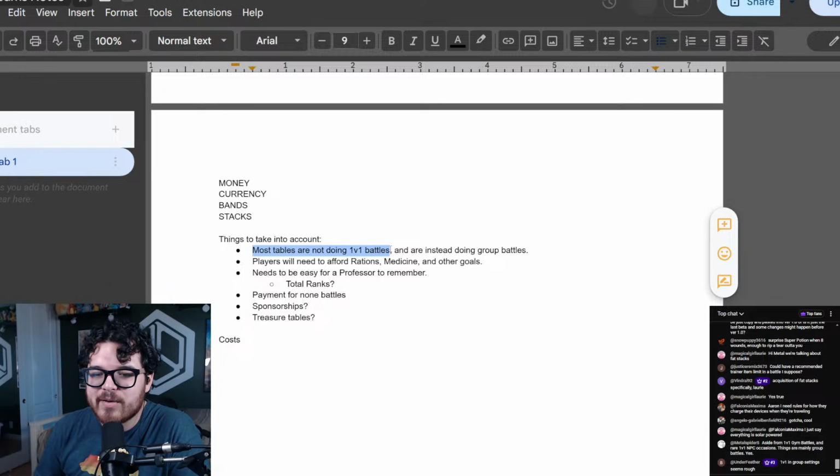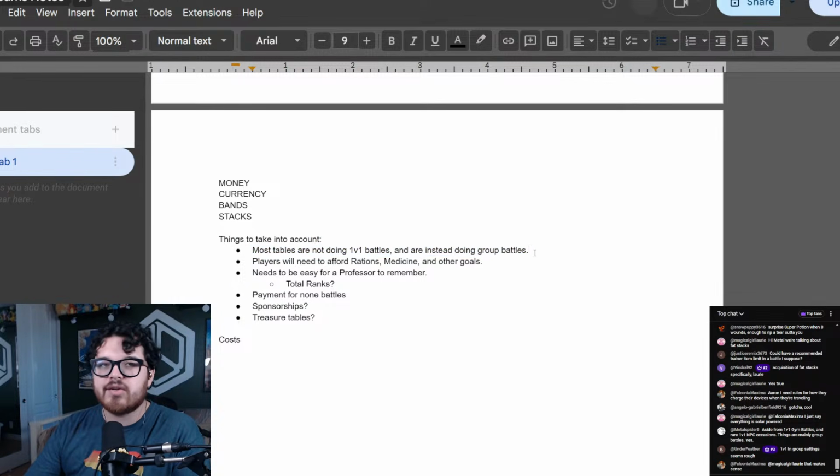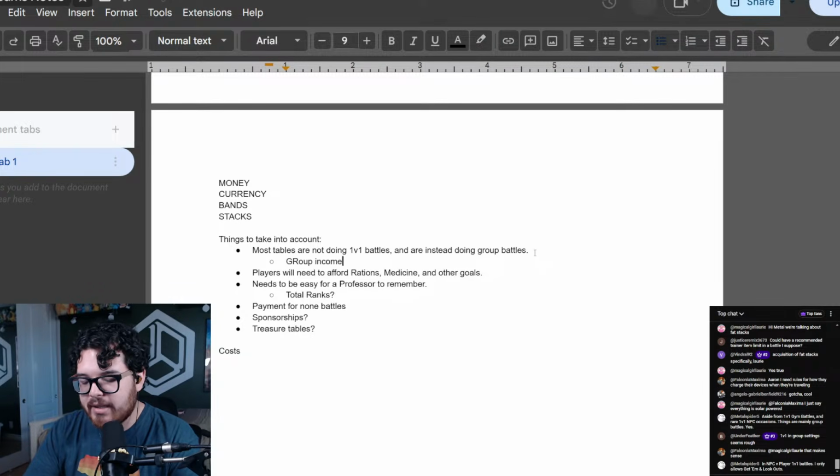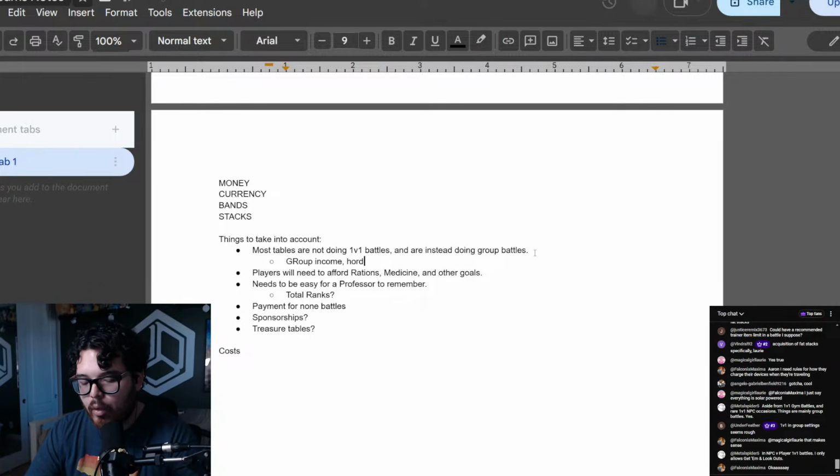Let's see here. Aside from 1v1 battles and rare 1v1 NPC occasions, mainly group battles. Yeah. So that's already something that I want to talk about, which is the fact that most things are group battles, which means that we're going to look at more of a group income horde system.